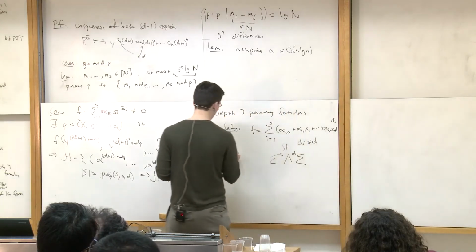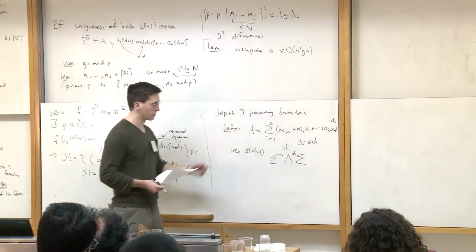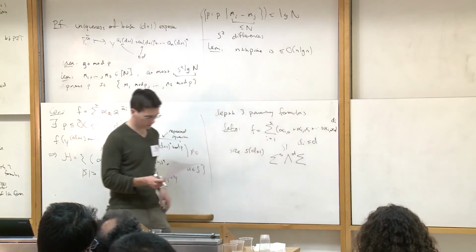And what is the size of this thing? The size is going to be S times D plus 1. There are other ways of defining it, I'm just defining it this way. So there's the top fan-in, and then there's D plus 1.